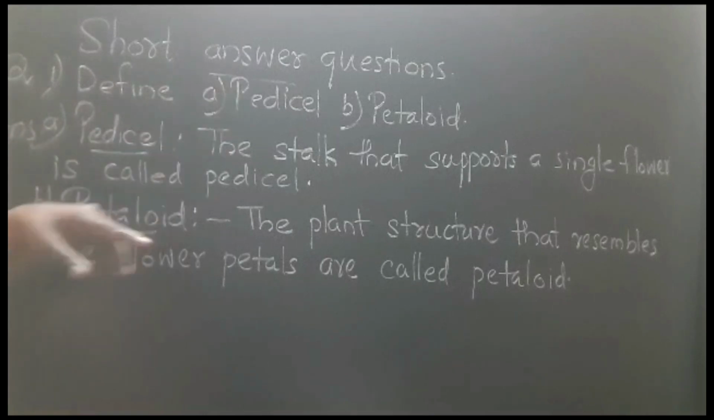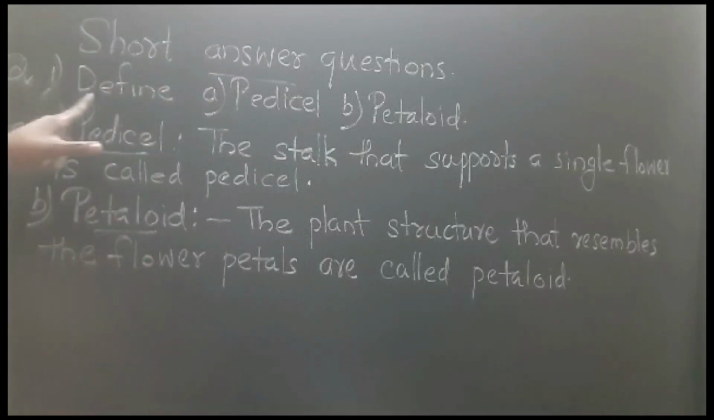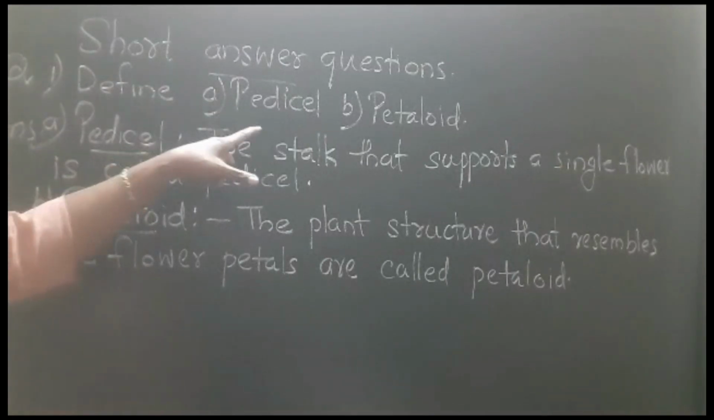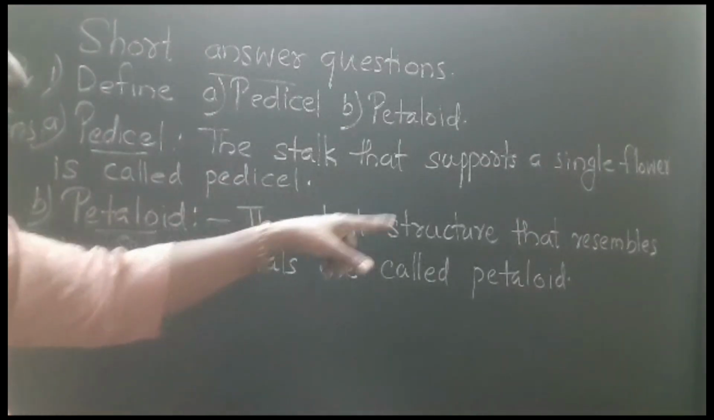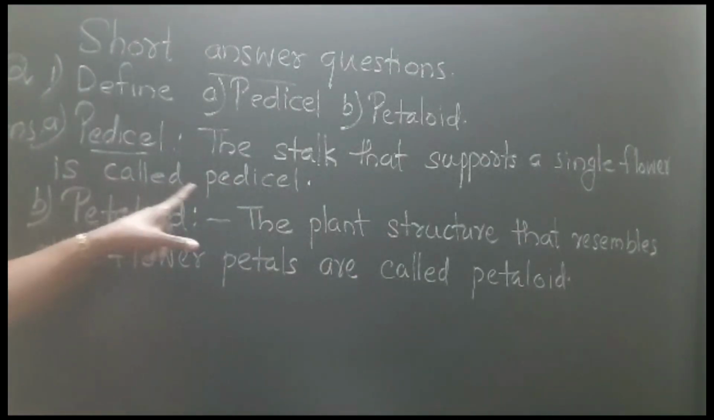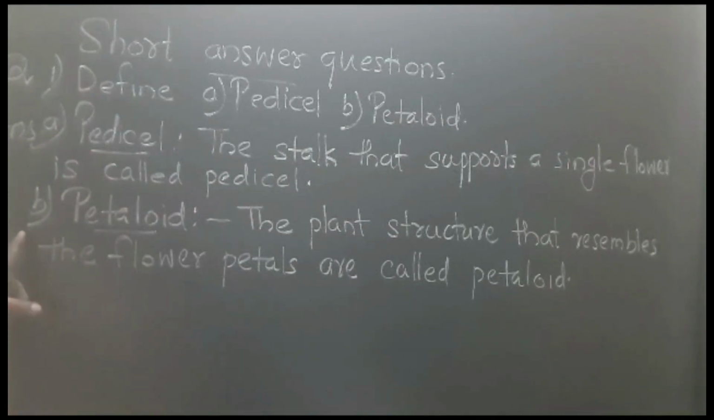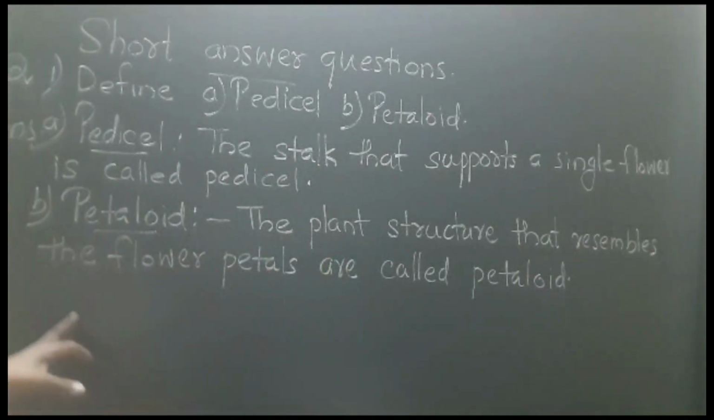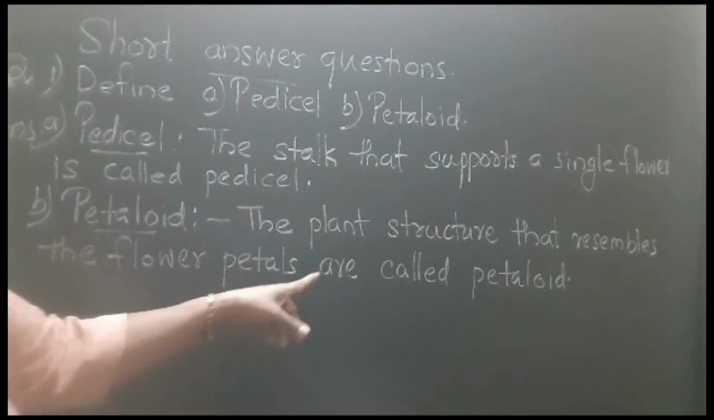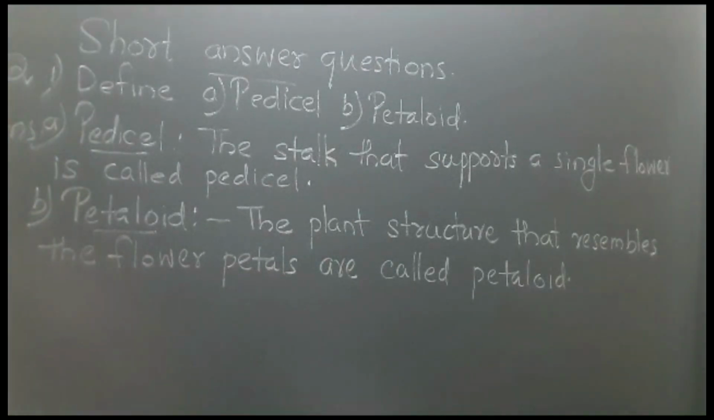Short answer questions. Question number 1. Define A. Pedicel. B. Petaloid. A. Pedicel. The stalk that supports a single flower is called pedicel. B. Petaloid. The plant structure that resembles the flower petals are called petaloid.